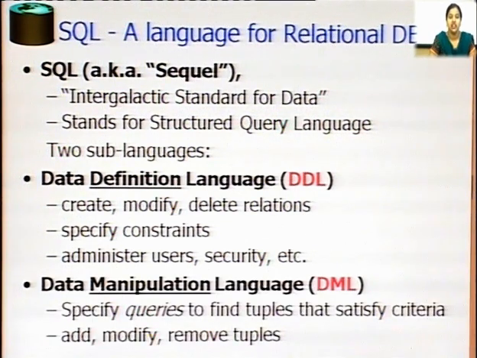And the other is data manipulation language. This DML helps to modify the data, like specify the queries to find tuples that satisfy the criteria, add the data, modify the data, remove the tuples etc. This DDL deals with the schema of the table. This DML deals with the cardinality of the table.